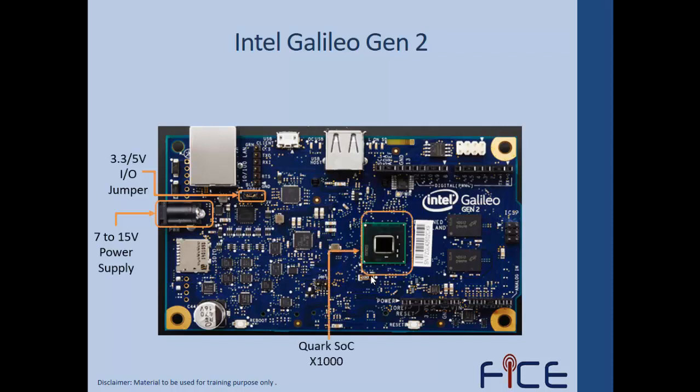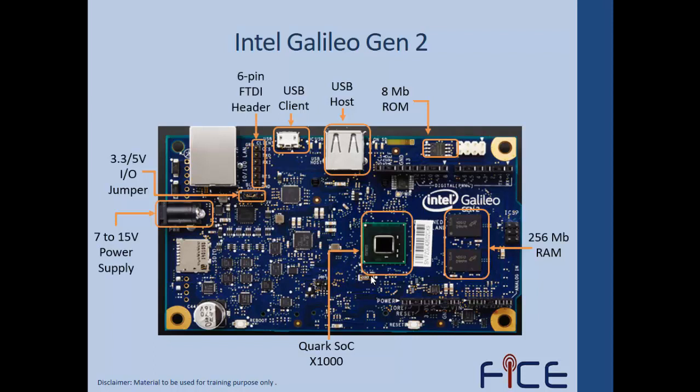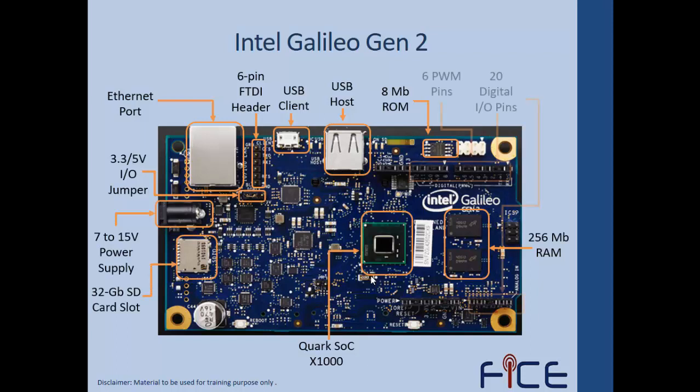Then Intel Quark SoC, this one is the Quark. Then 256 MB RAM DDR3, 128 MB each, so in total it makes 256 MB. 8 MB ROM. We have a USB host port and a USB client port that is used for programming. Then we have a 6 pin FTDI header, then an Ethernet port, then a 32 GB SD card slot.